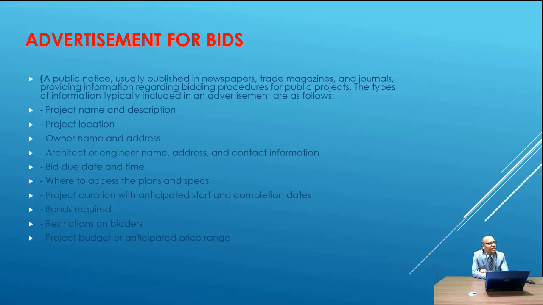Advertisement for bids. مرحلة الإعلان عن العطاء: a public notice usually published in newspapers, trade magazines and journals providing information regarding bidding procedure for public projects. The types of information typically included are below: the project name and description, project location, owner name and address, architect engineer name, bid due date and time, where to access the plans and the specs, project duration, funds required, restrictions on bidders, project budget, price range.